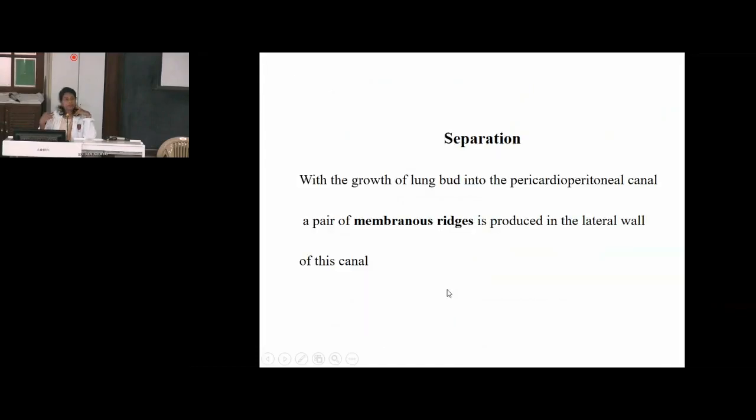Now what happens? Once this is formed, the lung is growing faster. Now there will be the separation. How is it getting separated? By formation of two membranous ridges, or the septi. What are these? With the growth of the lung bud into the pericardio-peritoneal canal, a pair of membranous ridges is produced in the lateral wall of this canal, right?